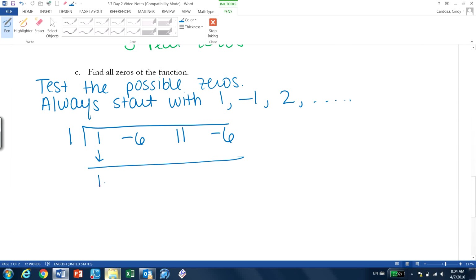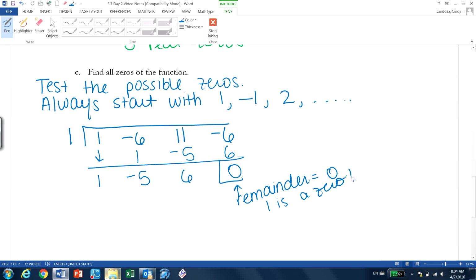So let's pull down this 1. 1 times 1 is 1. Negative 5 times 1 is negative 5. 6 times 1 is 6. And I got a remainder of 0. So I know 1 was a zero. We started with a good number. It's right. So always, if your remainder isn't 0, then erase it and try a different number. Okay, so 1 is a zero.